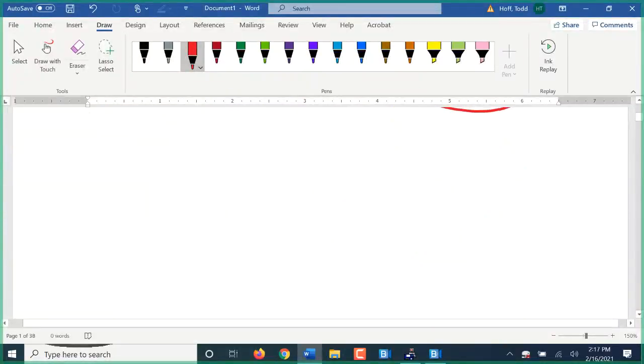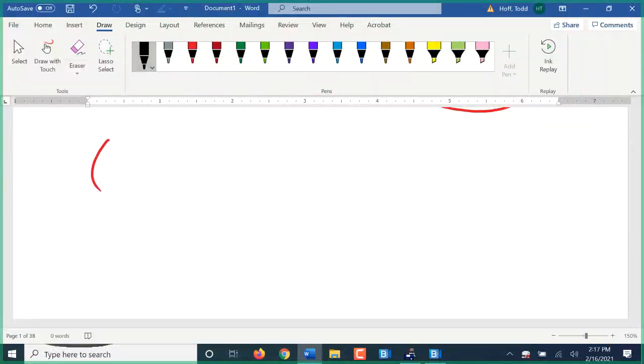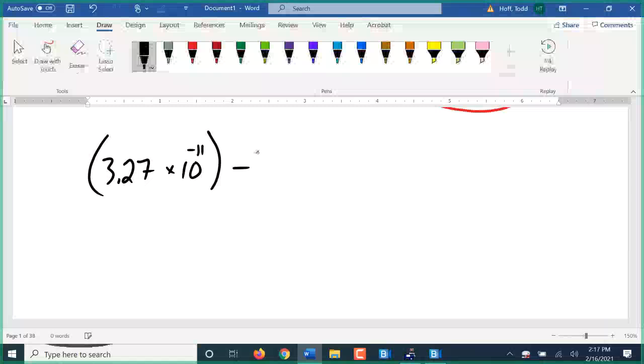Again, if we have different powers of 10, we'll adjust. We might have 3.27 times 10 to the 9th. Let's go something a little different. Let's go times 10 to the negative 11th minus 3.8 times 10 to the negative 12th.